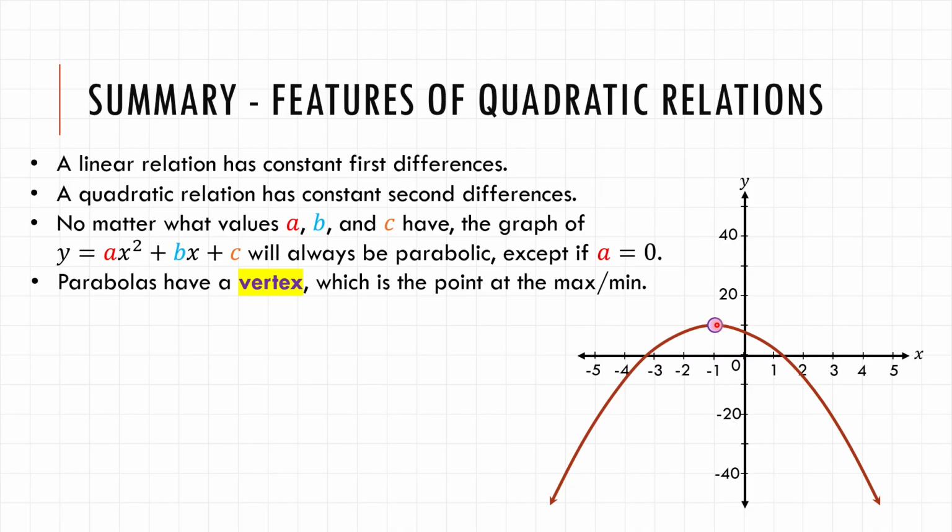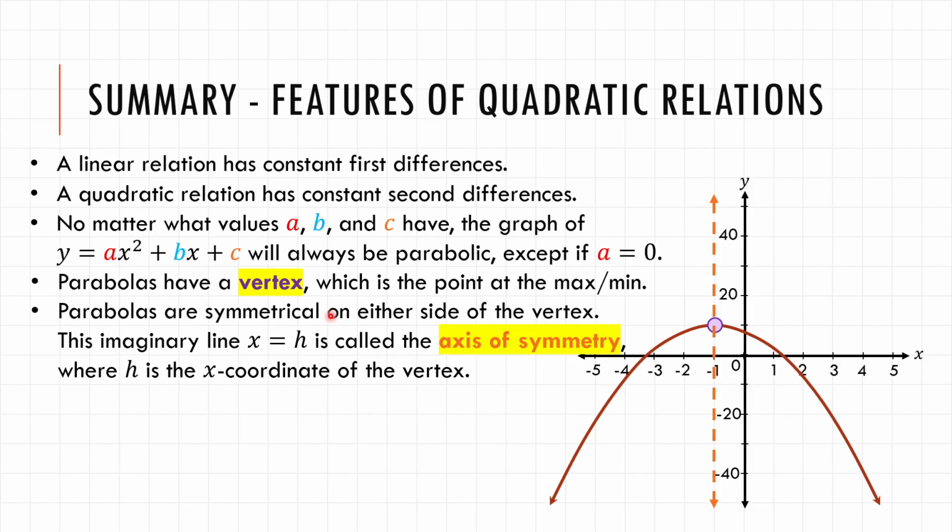And if you notice something else about the parabola, it is actually sort of like a mirror image on the left and the right side. It has a property called symmetry. It's symmetrical on either side of the vertex. And this imaginary line that would sort of be the mirror that reflects the left and right side upon each other, that line is called the axis of symmetry. Axis is another way to say the word line. So this is a line that creates symmetry across our quadratic relation.